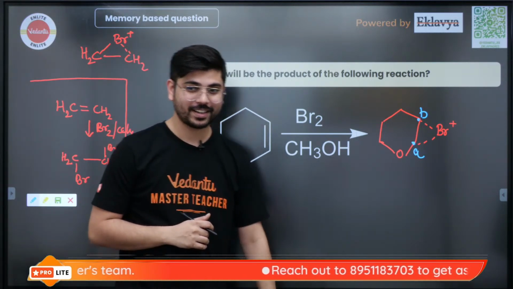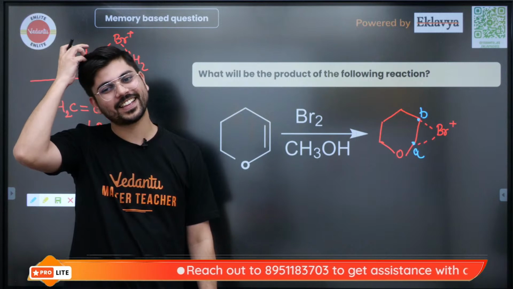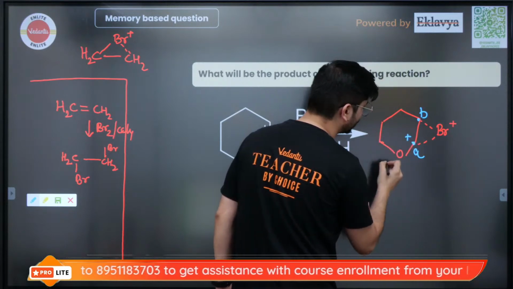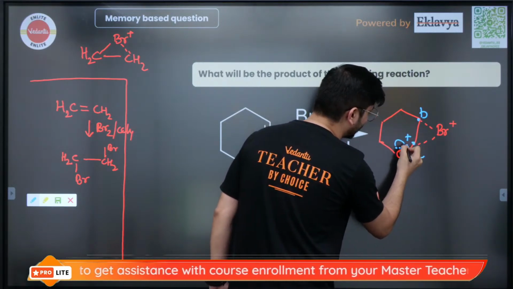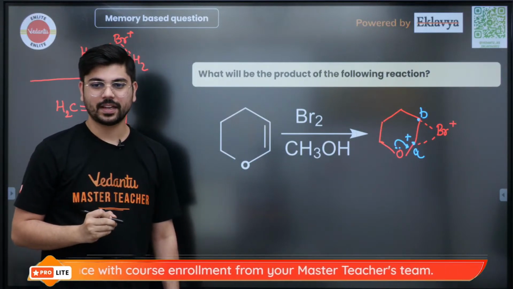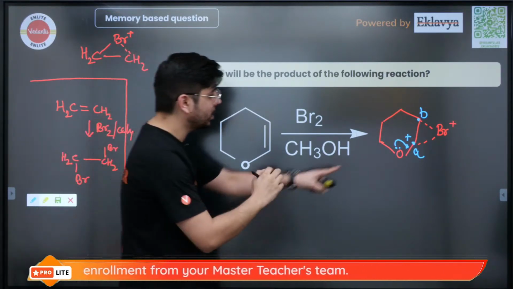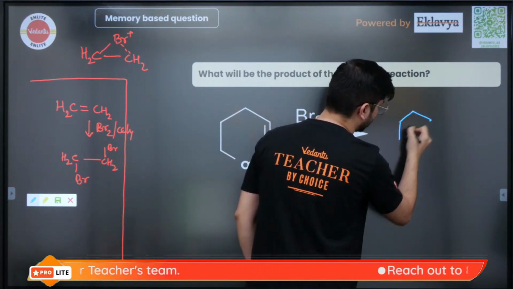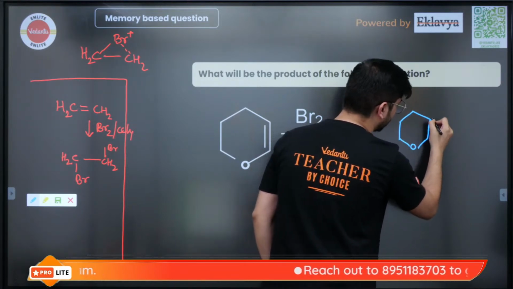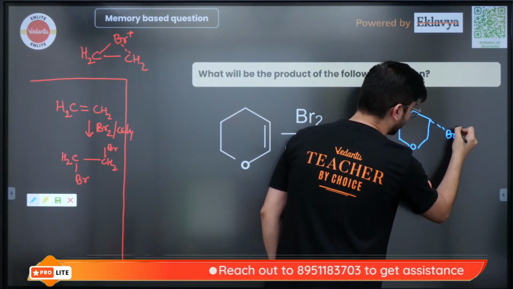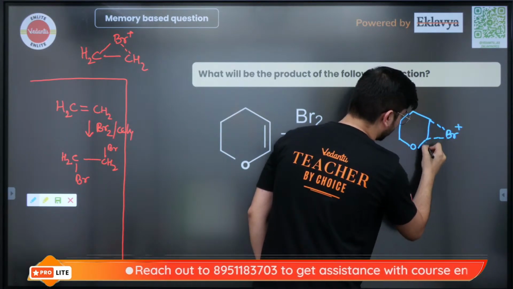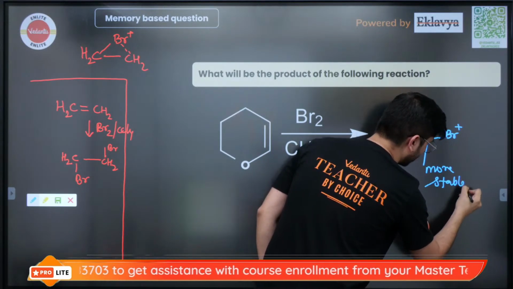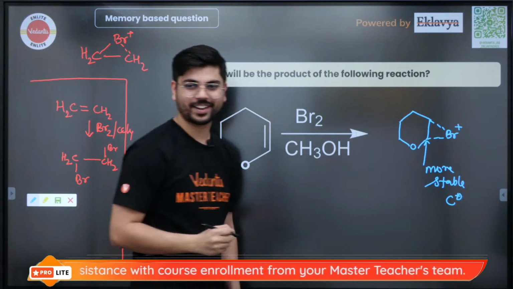B, are you sure? Are you sure it is not A? It is A. Why? Because if a carbocation forms over here, that will be stabilized by the resonance. So this is a more stable site, where the stable carbocation forms. Okay.